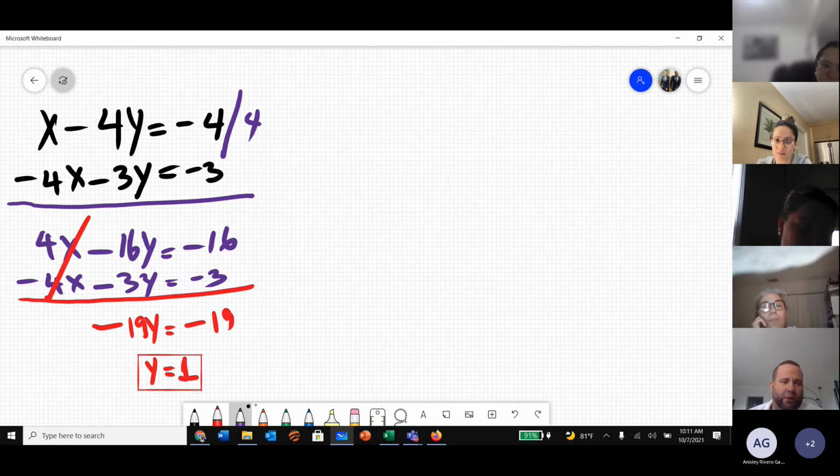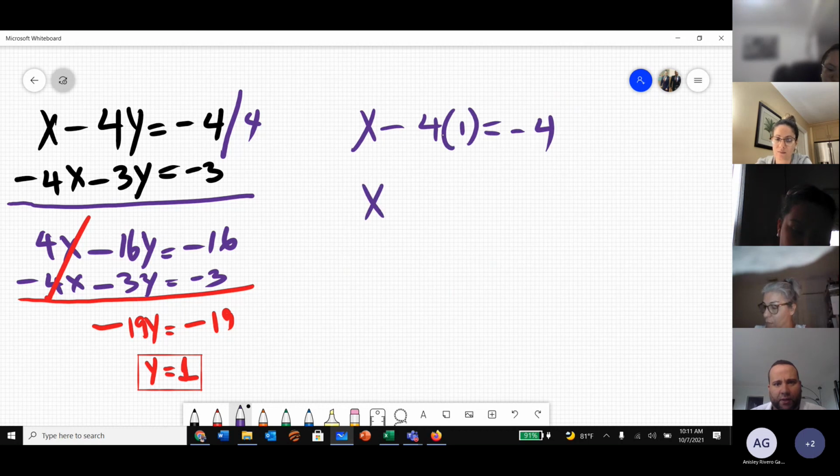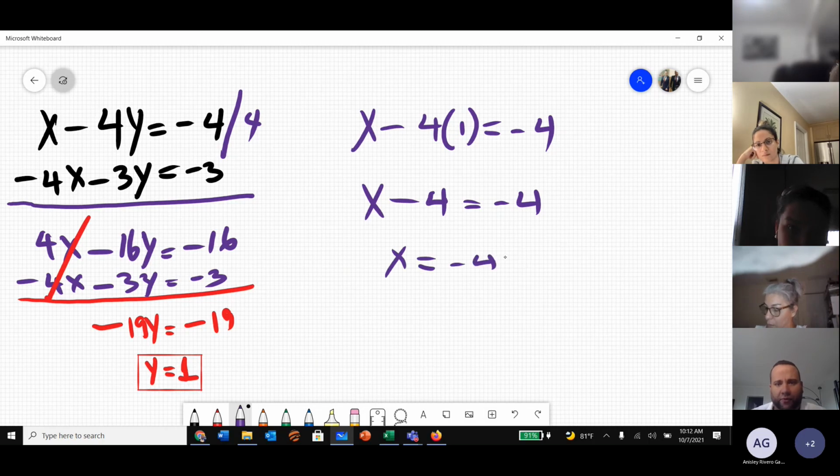Let me take one of the original equations. Which one do you prefer to take? The first one is better, I think. First one is better. Absolutely. Negative 4 multiplied by 1 equals negative 4. And then we have x minus 4 equals negative 4. The 4, which is negative, goes positive, and then we have x equals negative 4 plus 4, and then x is equal to 0.